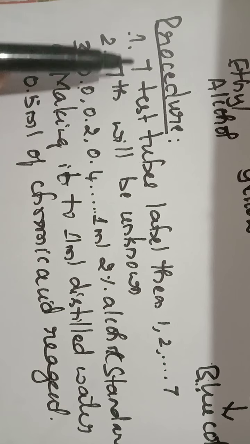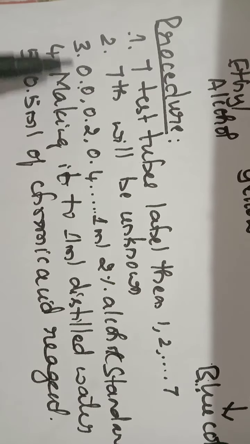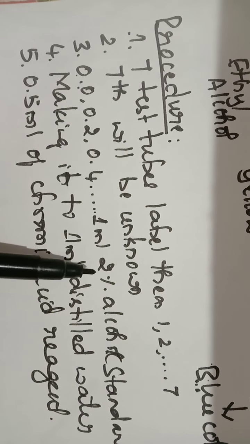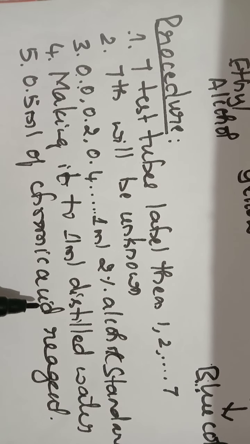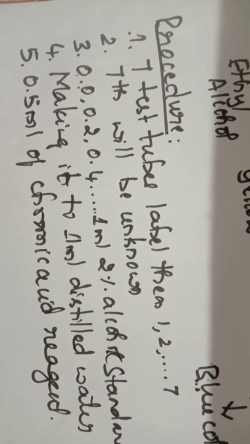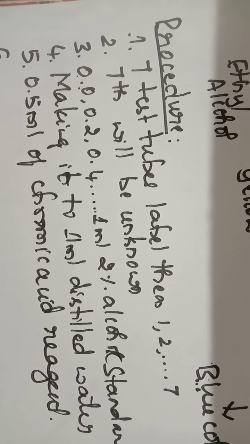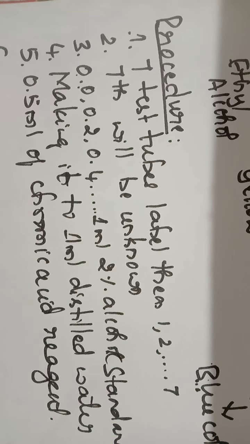Okay, first what you have to do is, we have to take the 7 test tubes, label them, and then add standard alcohol, that is 2% alcohol. Then we have to make it to 1 ml with the distilled water, and then we have to add 0.5 ml of chromic acid reagent. And then what we have to do next, we have to keep it in a boiling water bath.